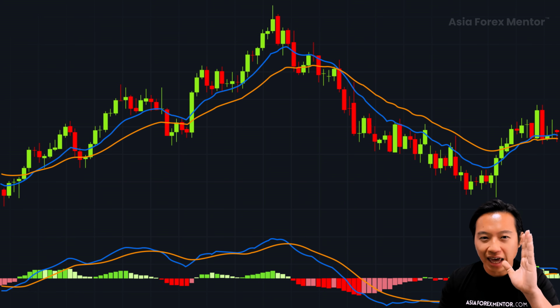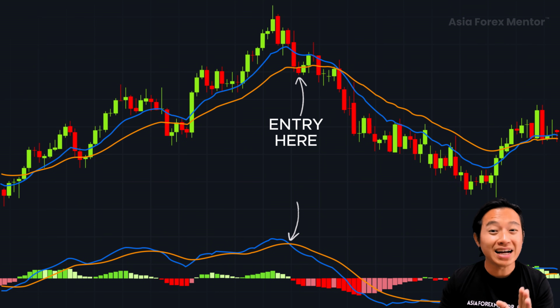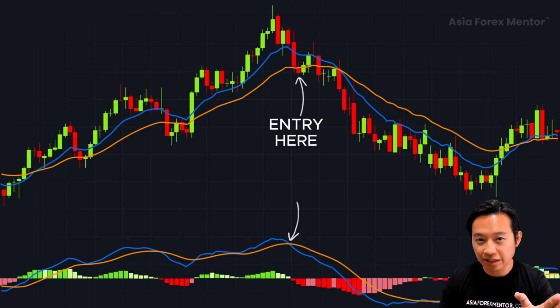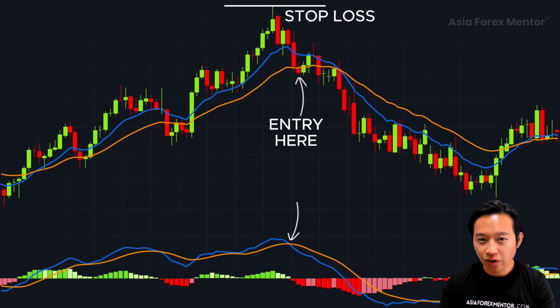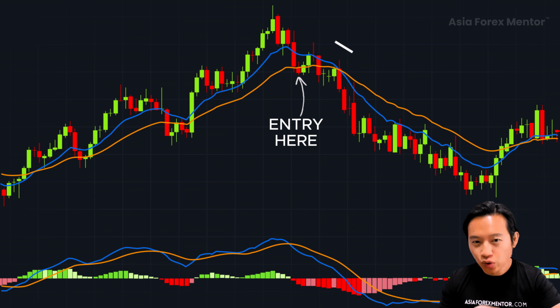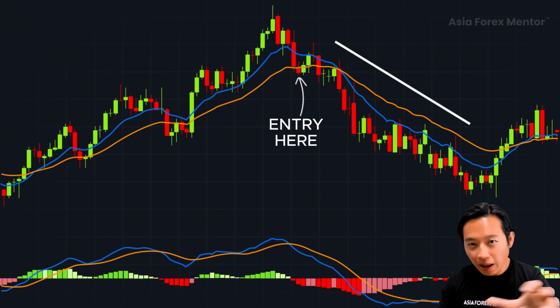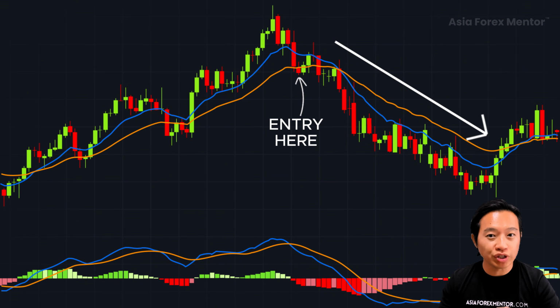Now, if you look at the MACD, your entry signal would be earlier on this candle as the MACD line crossed below the signal line. So this gives you what? A far better entry price with a tighter stop loss. So with this, you can capture a bigger RR, a bigger risk to reward ratio of the whole movement instead.